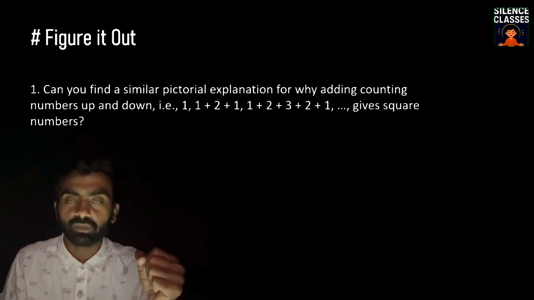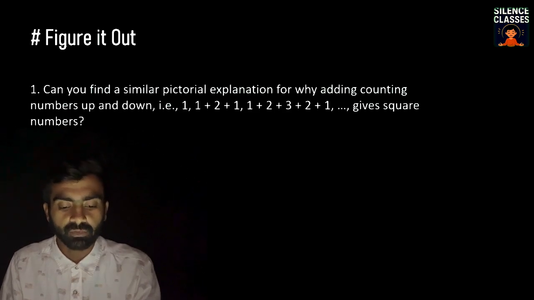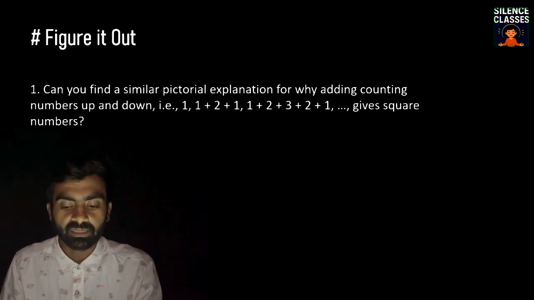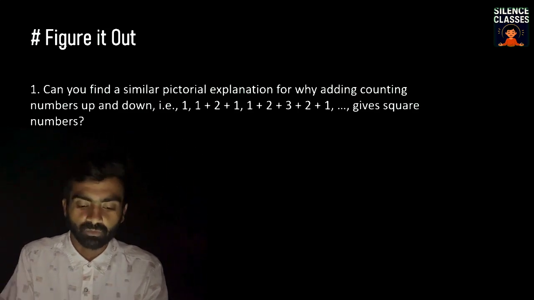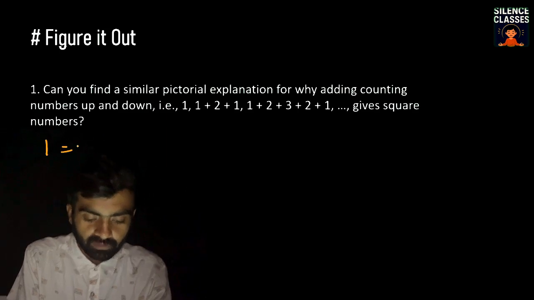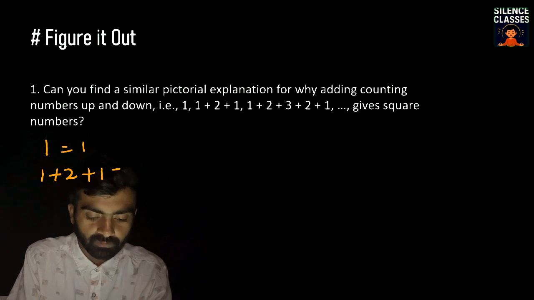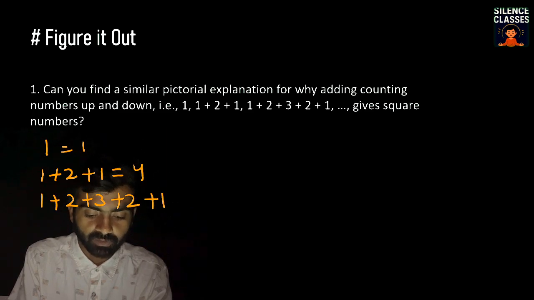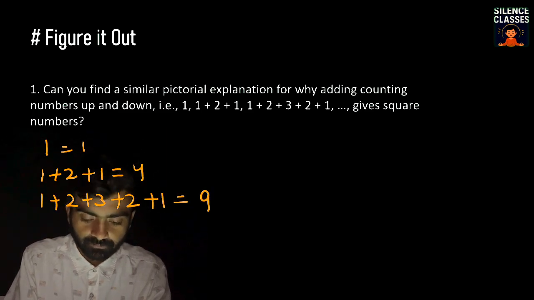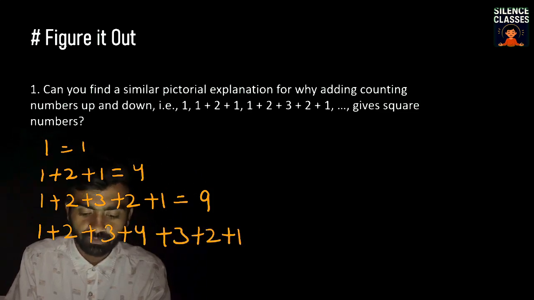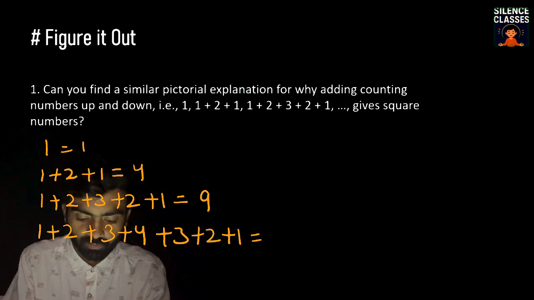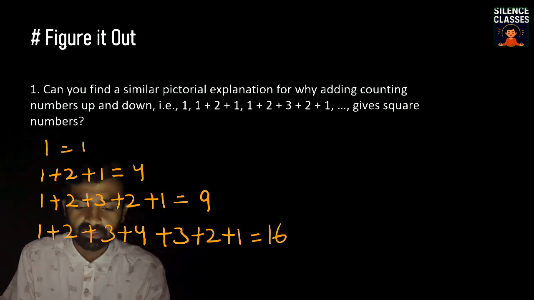Okay, the question number 1 is saying, can you find a similar pictorial explanation for why adding counting numbers up and down gives square numbers? So for the numbers given to us, 1, we get 1. 1 plus 2 plus 1, we get 4. 1 plus 2 plus 3 plus 2 plus 1, we get 9. 1 plus 2 plus 3 plus 4 plus 3 plus 2 plus 1, we get 16. Like this we will carry on.